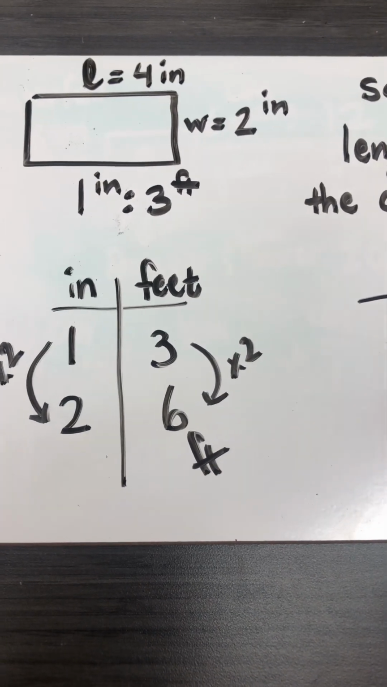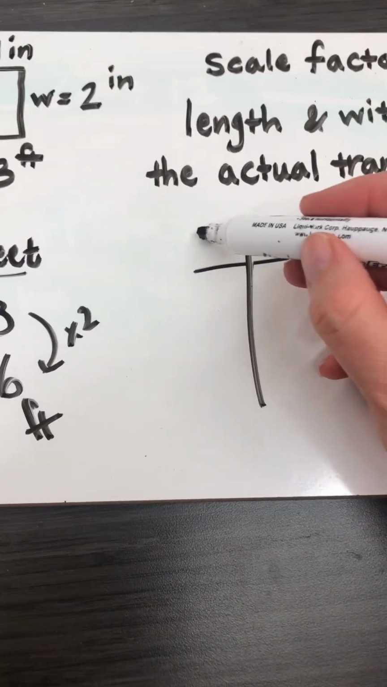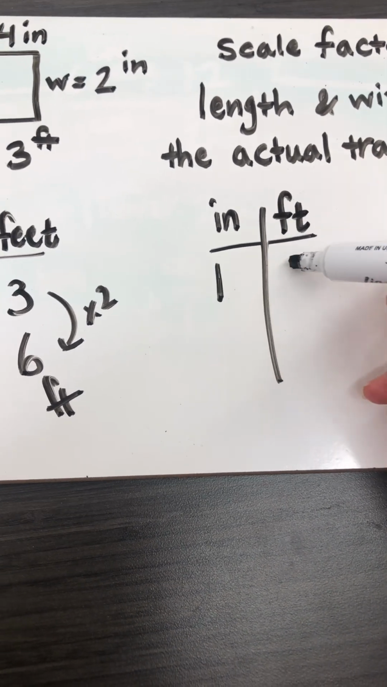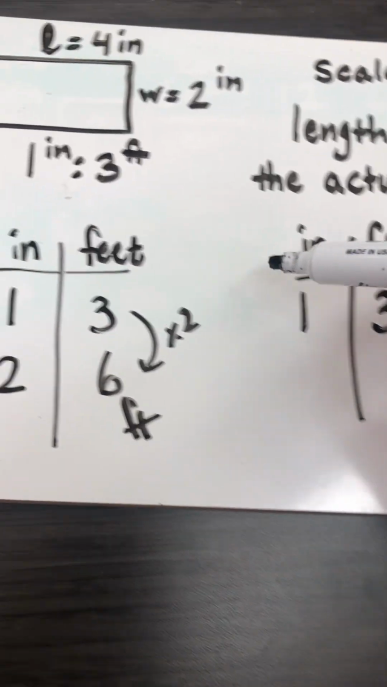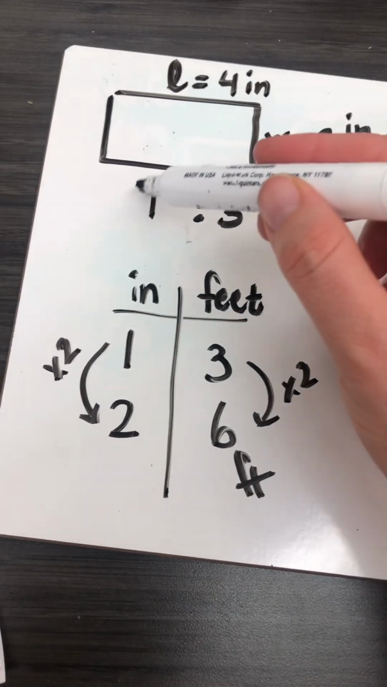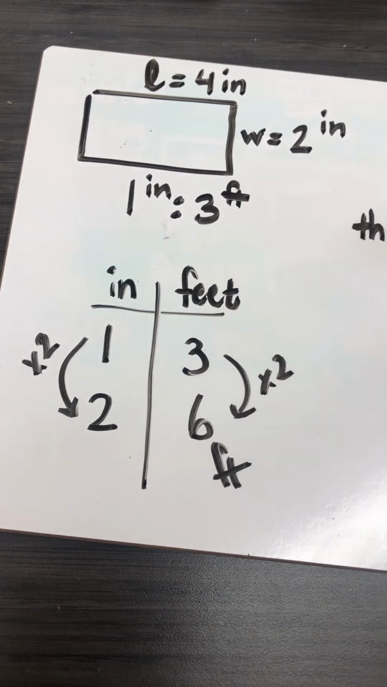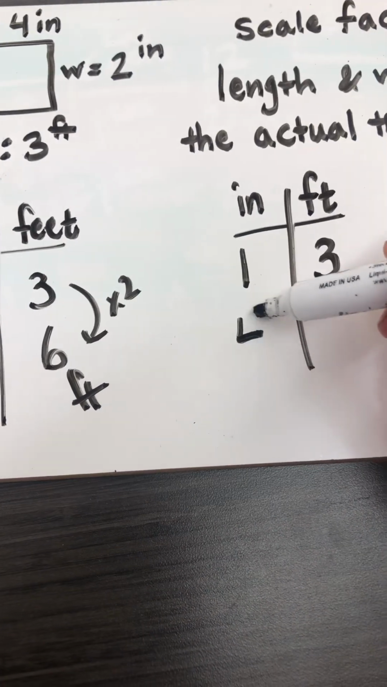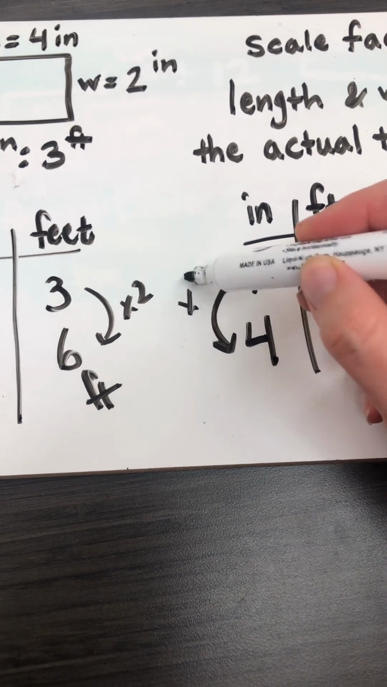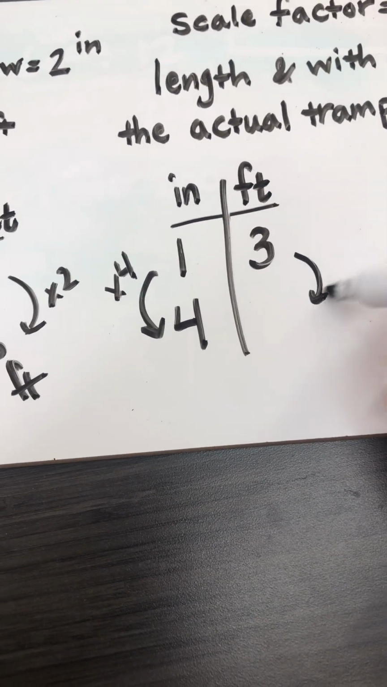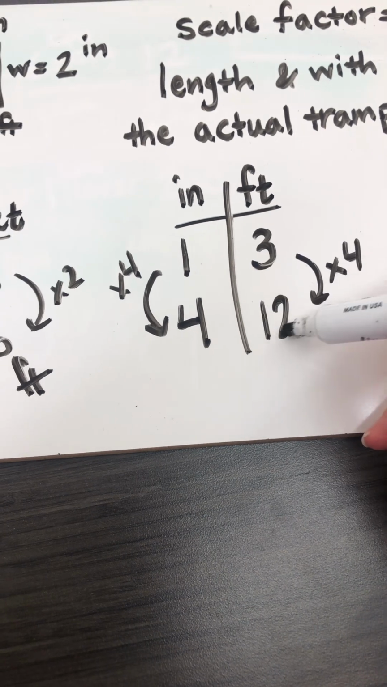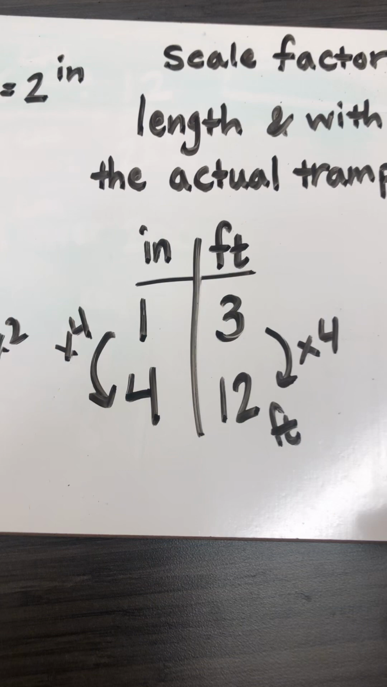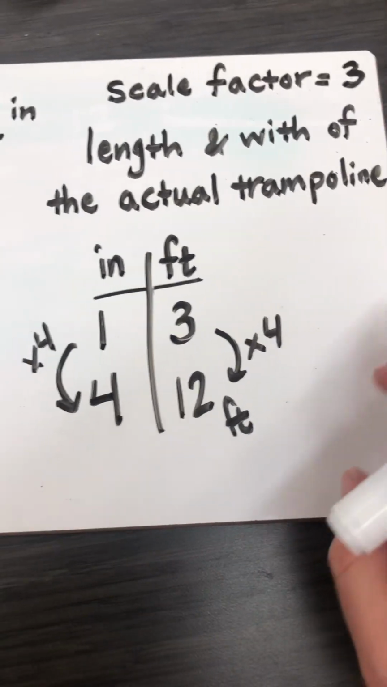Then I'm going to go ahead and do the same thing to find the length. Again, inches and feet, 1 inch representing 3 feet. This information comes from the information that they've given me on the scale drawing. I have 4 inches for the length. I'm going to put that in here. And then since 1 times 4 is 4, I'm going to go ahead and do 3 times 4, which gives me 12. And that's 12 feet, the length of the actual trampoline. So we answered all 3 parts of this question.